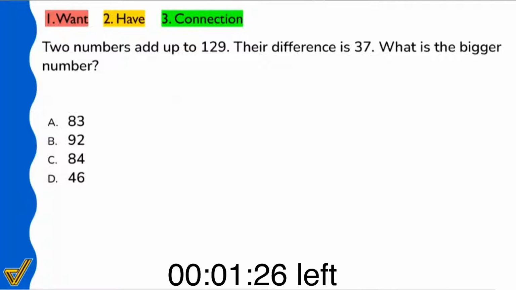We still have a minute and 30 seconds left. Do not reveal your answers. Give everybody a chance to try it out on their own. We still have a minute 15.